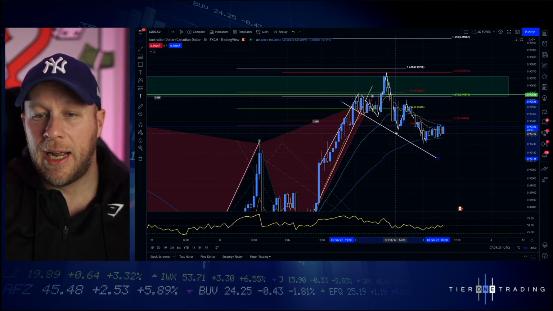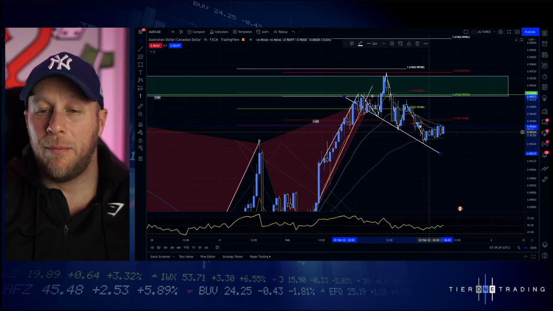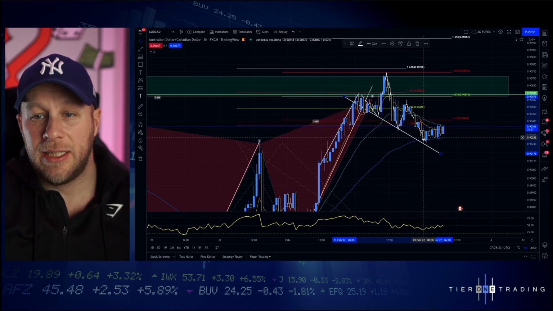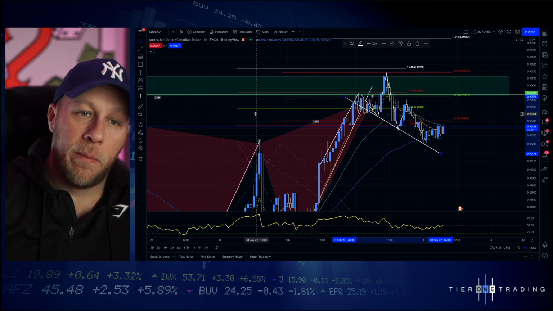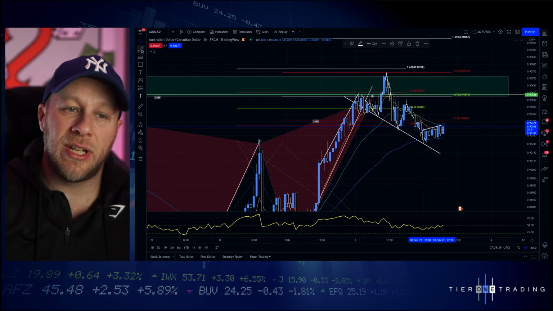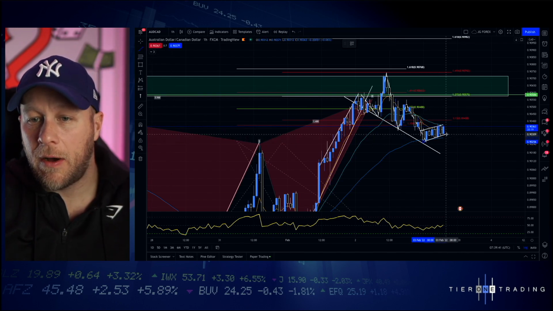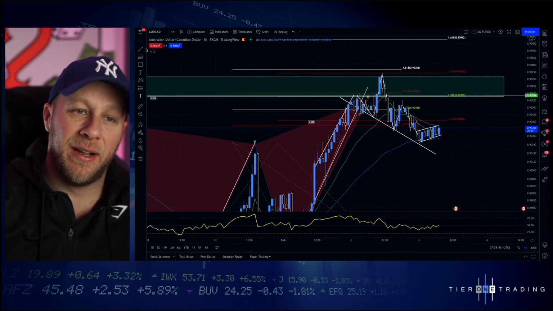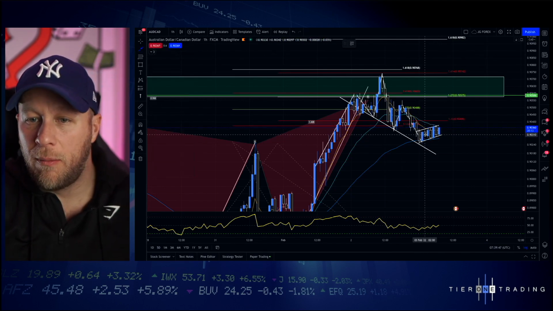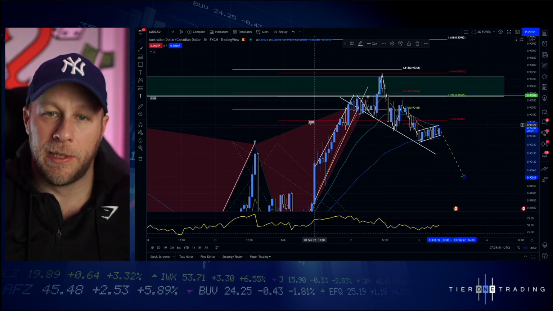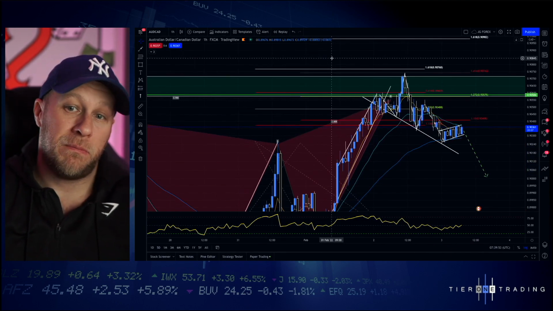So look, we've got the downward sloping neckline. We violated the neckline, so there's another indication that we're likely to continue down. Right now, we're putting in a flag, a bearish flag. So look, all of the stars are aligning. This is such a high probability setup for a move to the downside that I don't think there's any more confirmation that we can get. This is the absolute highest probability setup that you could potentially see.